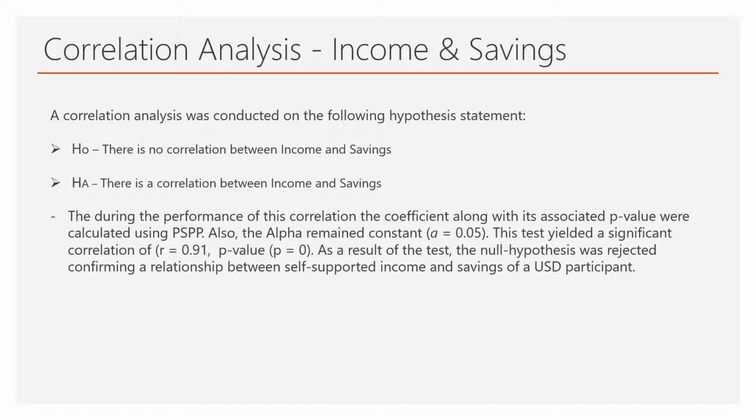In our second example, we're looking at income and savings. The null hypothesis states there is no relationship between income and savings. The alternative hypothesis states there is a relationship between income and savings. We have a correlation coefficient of 0.91 and a p-value equal to 0. As a result of the test, the null hypothesis was rejected, confirming a relationship between self-supported income and savings of a USD participant.